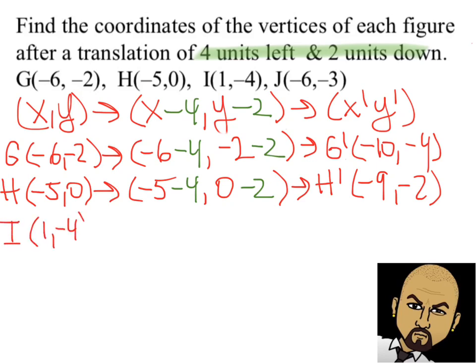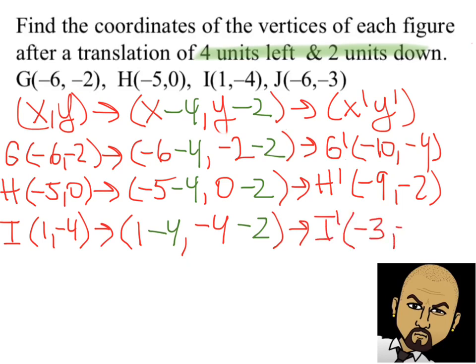And last but not least, well, let's continue with I. Vertex I is the ordered pair 1, negative 4, excuse me. We're going to take the x value, which is 1, and subtract 4 from it. We're going to take the y value, which is negative 4, and subtract 2 from it, and we end up with the ordered pair negative 3, negative 6, which is I prime. 1 minus 4 is negative 3. Negative 4 minus 2 is negative 6.